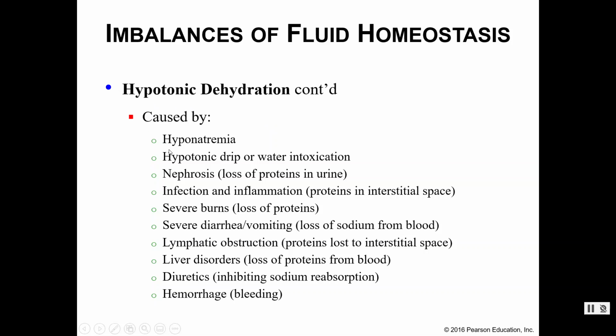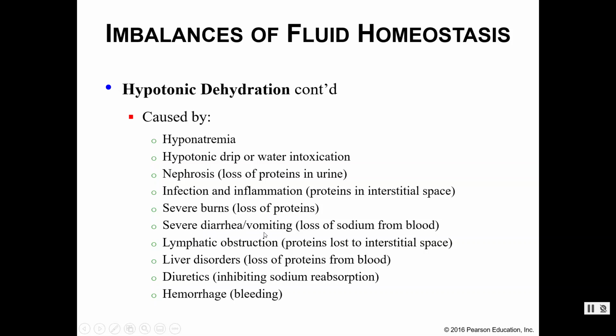Okay, so how do we get here? Hyponatremia, where your body thinks you don't have enough sodium. A hypotonic drip. Water intoxication, where we are putting too much water into the body instead. Nephrosis, which causes you to lose proteins through your urine. An infection or inflammation, so proteins would end up in your interstitial space instead. Severe burns would cause loss of proteins, like in your skin and things.